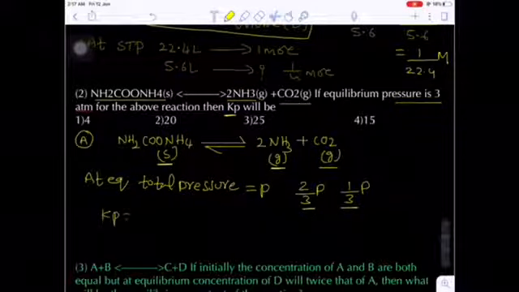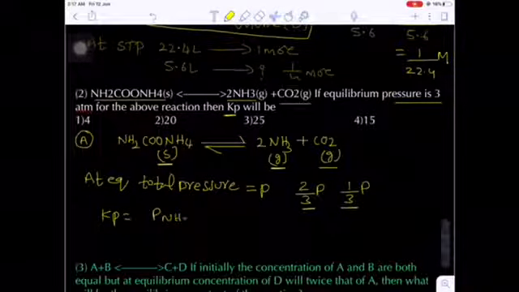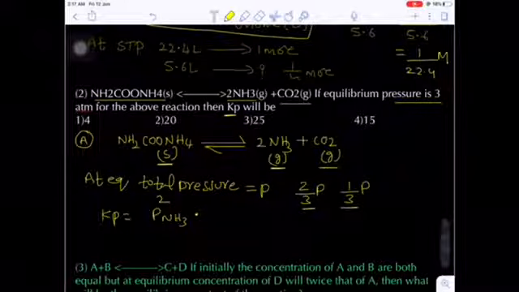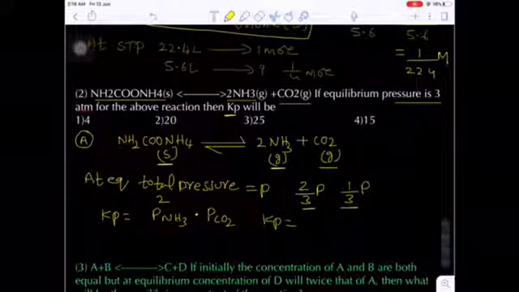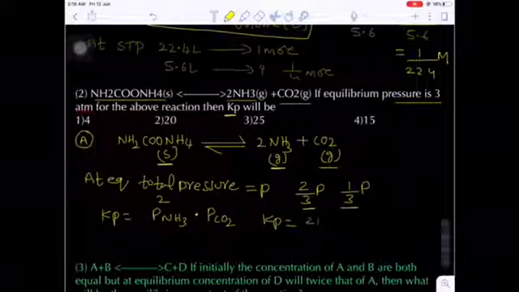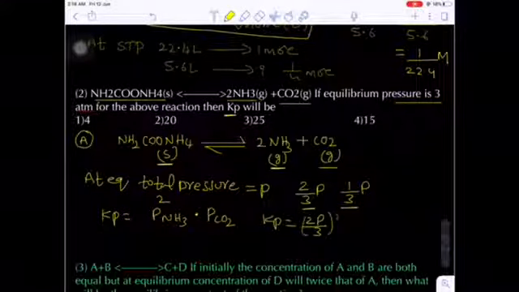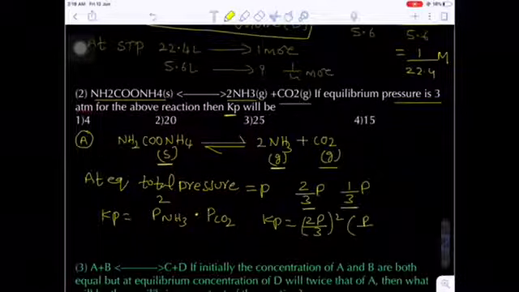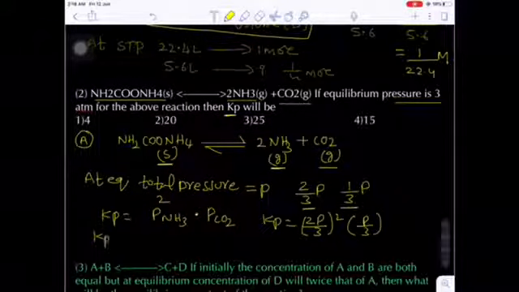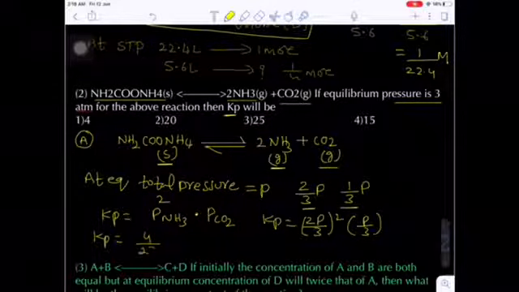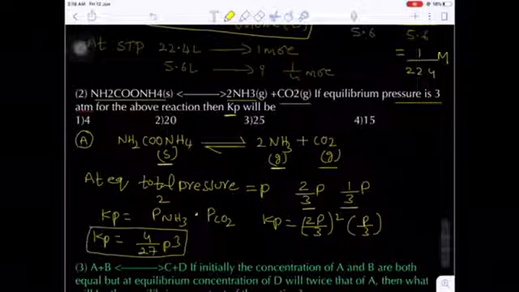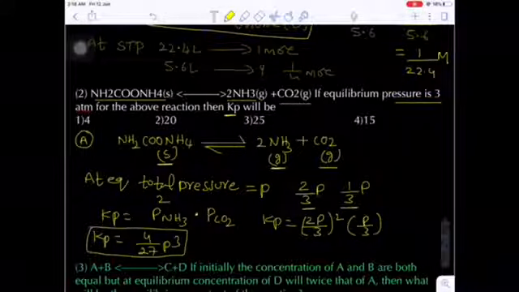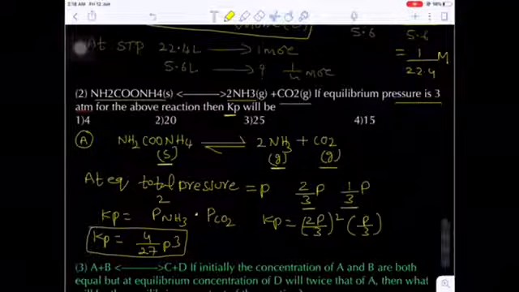Now the Kp expression is equal to the partial pressure of ammonia squared multiplied by the partial pressure of CO2. What is the partial pressure of ammonia? 2P/3 whole squared, into the partial pressure of carbon dioxide, P/3. So finally the Kp expression will be 4/27 into P cubed. If you know this formula, we can directly use it for ammonium carbamate decomposition. So 2:1 or 1:2 ratio gases must be present from the solid reactant.